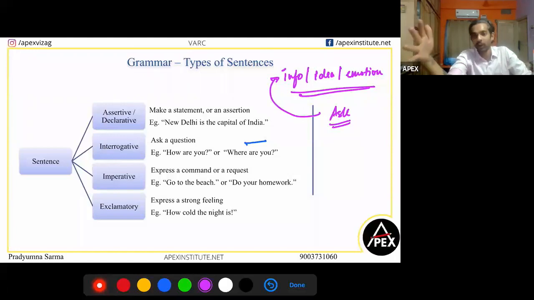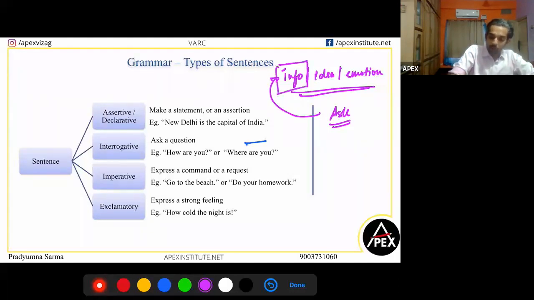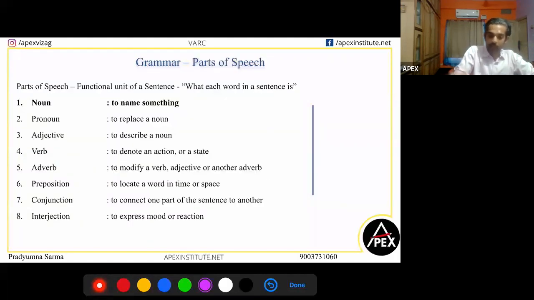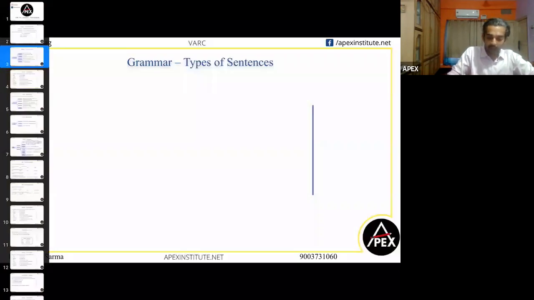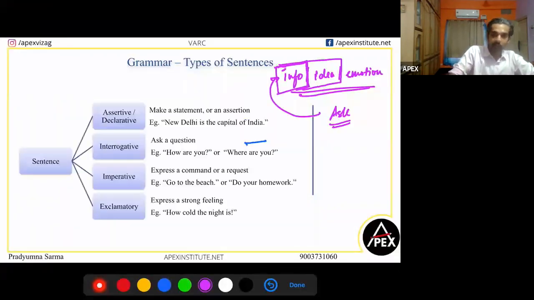Okay, all right, fair enough. Now, whenever I'm giving you only an info or an idea, then that is called an assertive statement. Okay, so I'm basically making an assertion. I'm just putting out a statement over there.